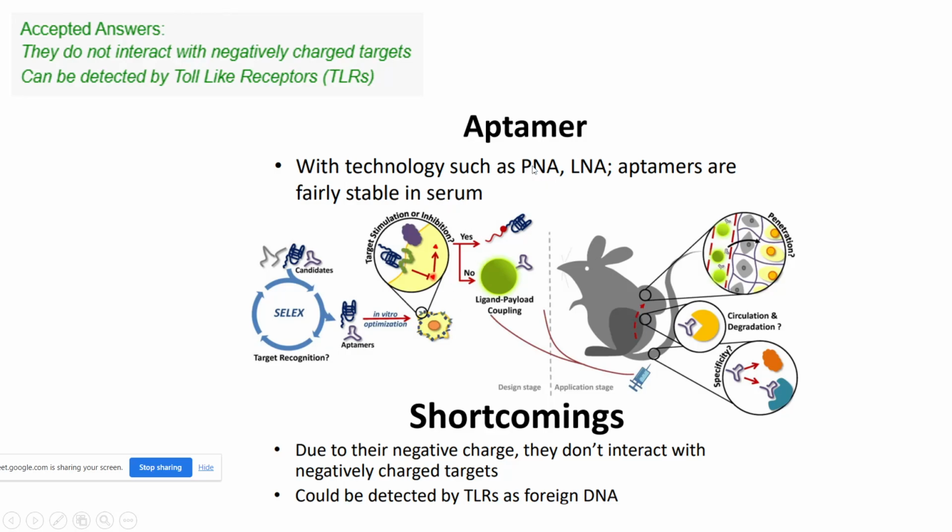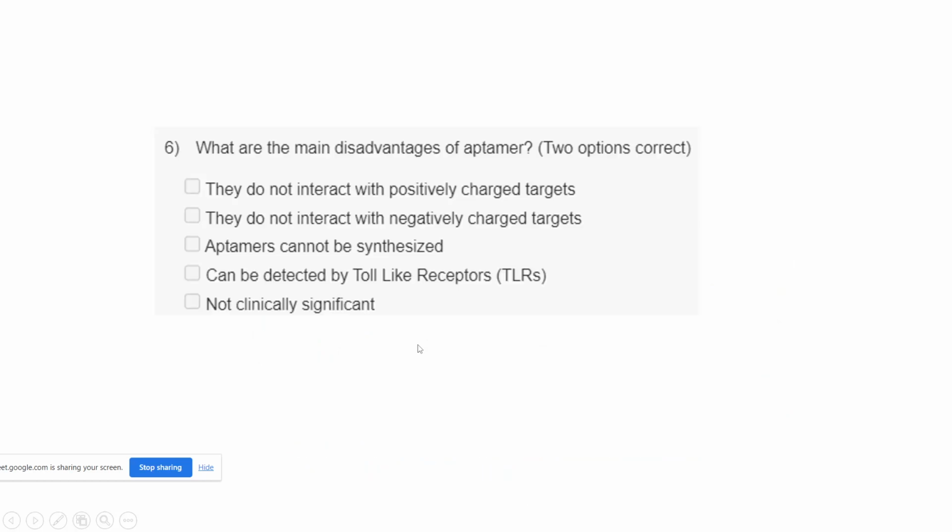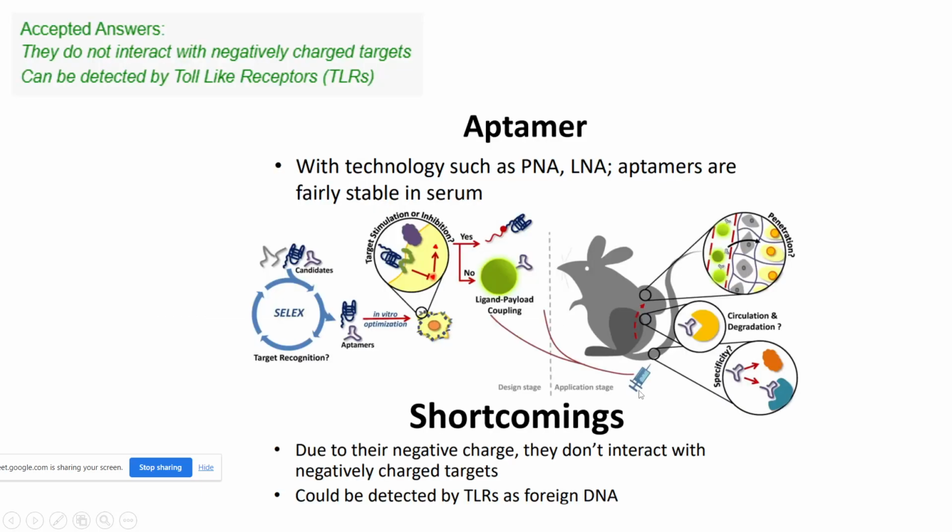Basically these aptamers are most of the time small DNA strands that can be synthesized, and they are already negatively charged, so most of the time they cannot interact with other negatively charged targets, they can only interact with positively charged ones. So these are the main shortcomings. Due to their negative charge, they don't interact with negatively charged targets and could be detected by toll-like receptors as foreign DNA. So these two options will be the correct answer.